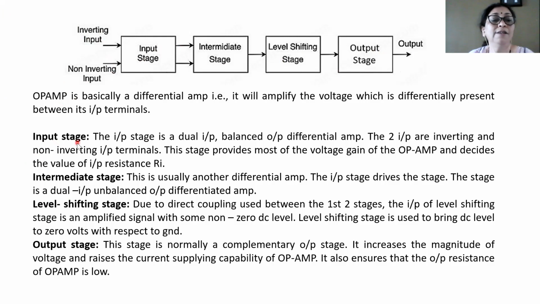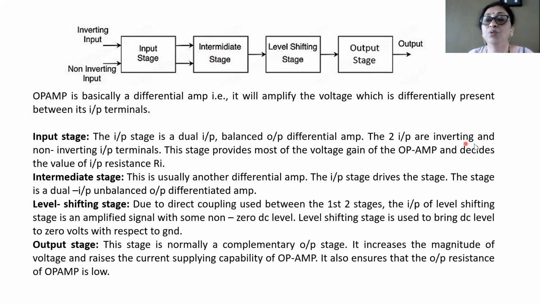Now let us discuss each block of this operational amplifier. The first block is the input stage. Basically, both of these first 2 stages are differential amplifiers, the amplifier which amplifies the difference between the 2 signals. So the input stage is a differential amplifier. And the type of differential amplifier used here is dual input, meaning it has 2 inputs, and balanced output. Balanced output means it has 2 outputs. Okay, so a 2 input, 2 output differential amplifier is your input stage.